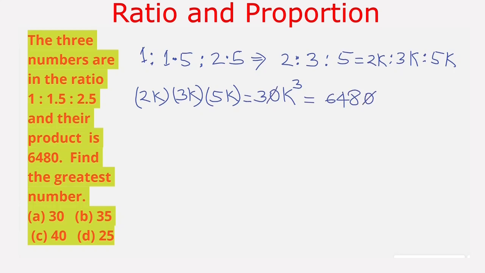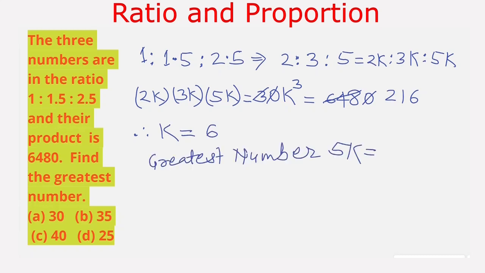We cancel the 0 on both sides and 3 divides 648 for 216 times. Thus k cube equal to 216. Therefore k equal to cube root of 216, which is 6. Therefore the greatest number is 5k. 5k is 6 times 5 or 5 times 6 equal to 30. And from the given option, the answer is option A. We go to the next question.